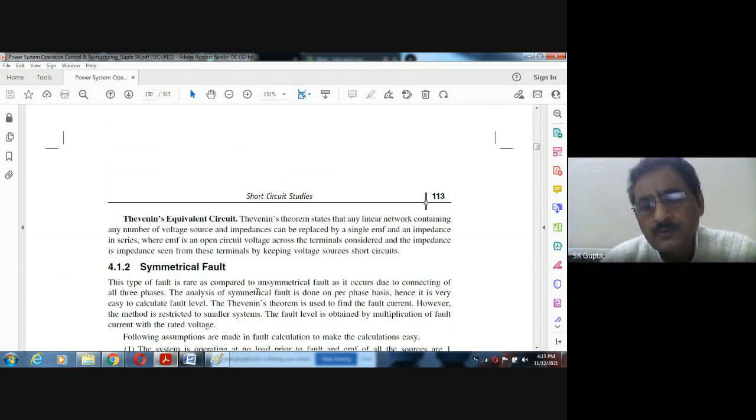We know Thevenin's theorem states that any linear network containing any number of voltage sources, generators and impedances can be replaced by a single EMF and a single impedance in series, where the EMF is the open circuit voltage across the fault terminals, and the impedance is the impedance seen from those terminals, keeping all voltage sources short circuited. This tells us how to make the Thevenin's equivalent: we take the impedances as seen from that side, and when we make the Thevenin's impedance we short circuit the voltage sources.